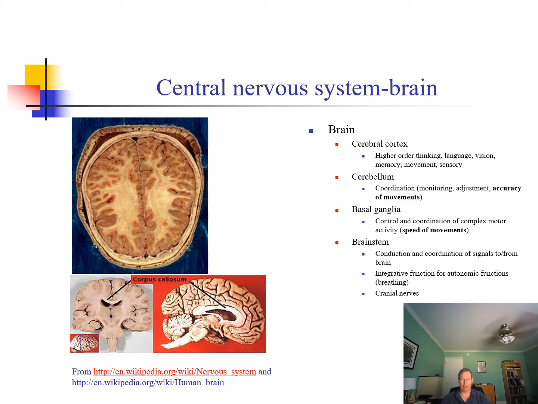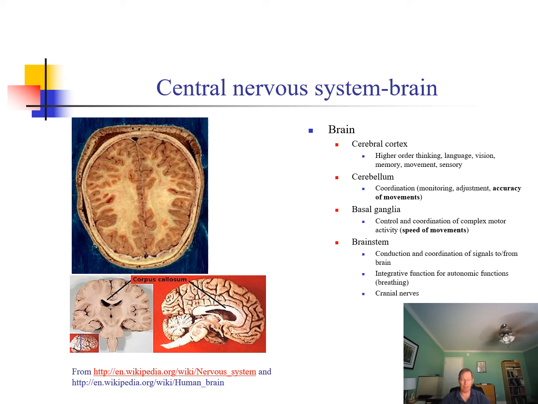And if I look at the brain, much of the brain in my skull is comprised of what I call the cortex, the cerebral cortex. Lots of functions go on there. Things like the thinking that you're doing right now as you're listening to this, language, my ability to see, my memory, all of my ability to control my movements, to sense things from my environment. All of that are cortical functions.